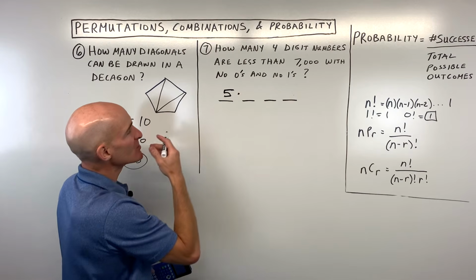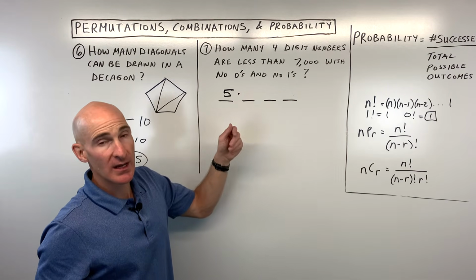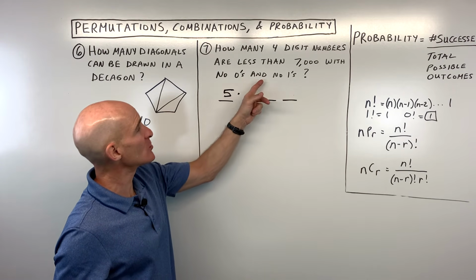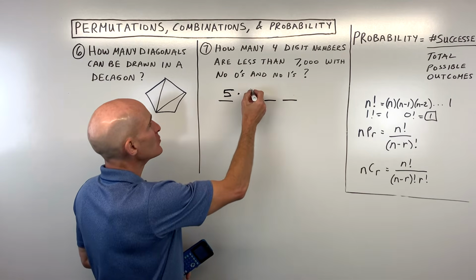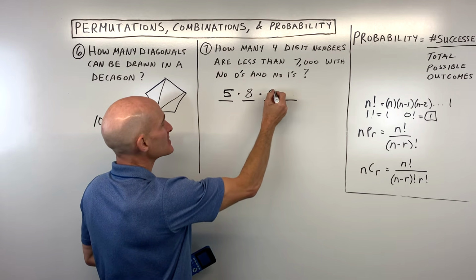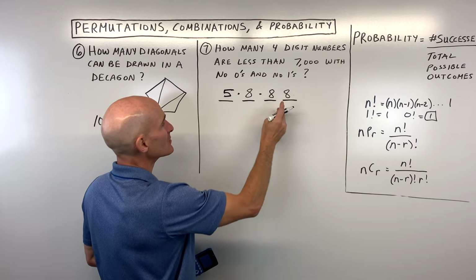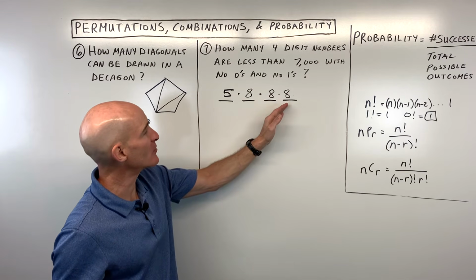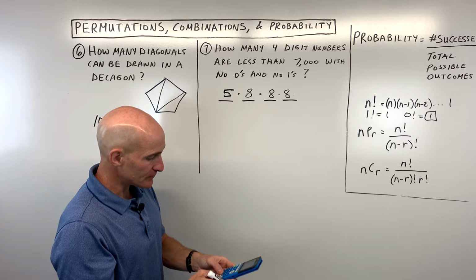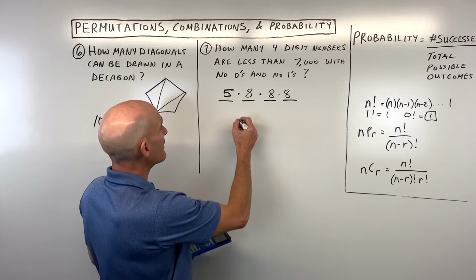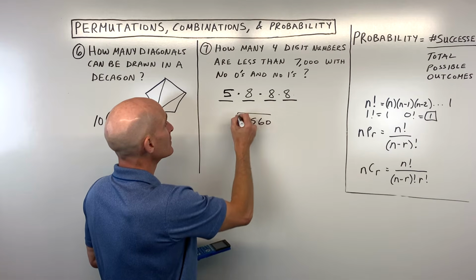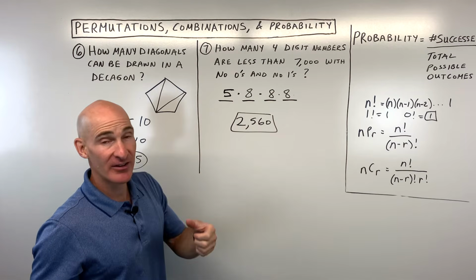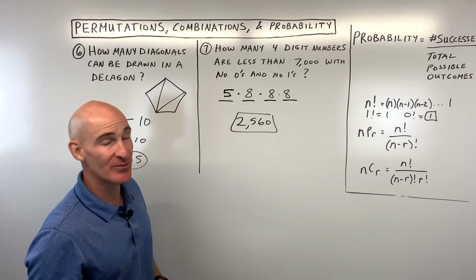Times how many possibilities are there for the second digit? Well, normally there would be 10 possibilities, 0, 1, 2, 3, 4, 5, 6, 7, 8, 9, right? 0 through 9 is 10 digits, but we don't want any zeros and we don't want any ones, so 10 minus 2 would be 8. 8 possibilities for the third digit and 8 possibilities for the fourth digit. And if we multiply those together using the fundamental counting principle, or the multiplication counting principle, what does that come out to? Let's see. 2,560 numbers are less than 7,000 with no zeros and no ones. So a lot faster than having to actually try to write them down and count all the possibilities.